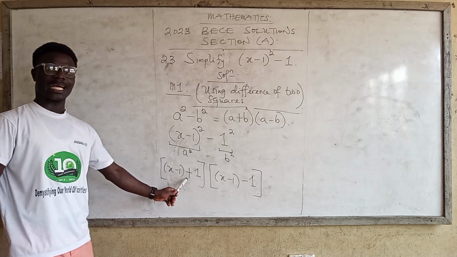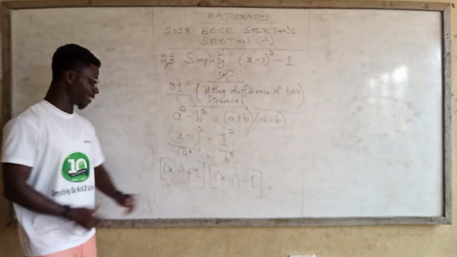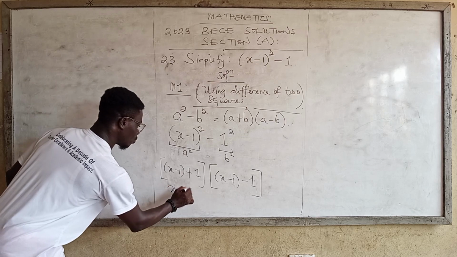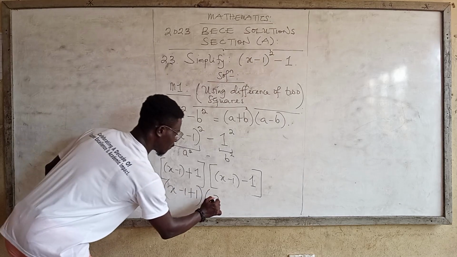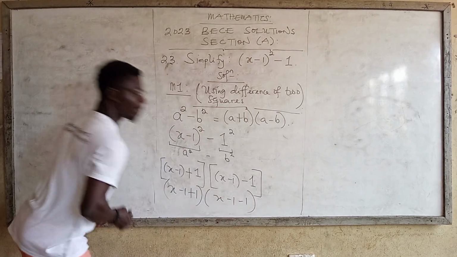So when you see it, it is never difficult. Now this one is addition, they are not multiplying, but adding. So I can write it as x minus 1 plus 1. Then I have x minus 1 minus 1.